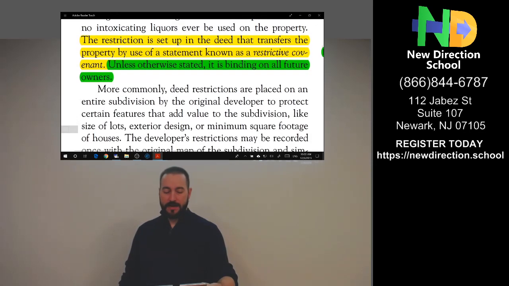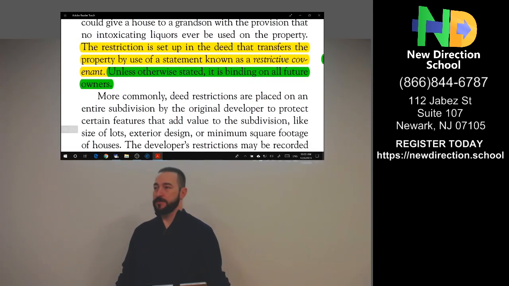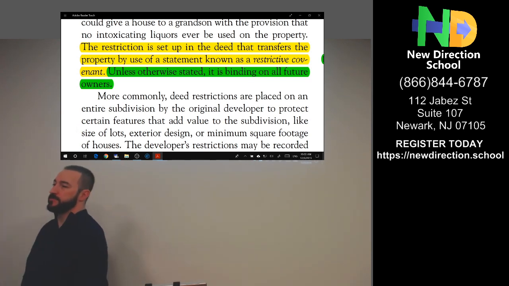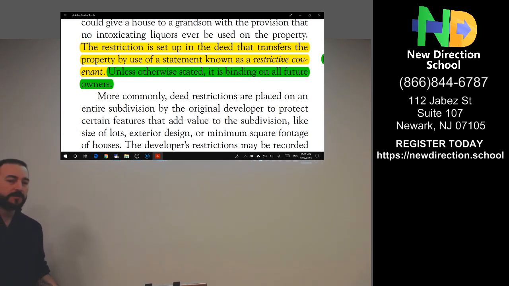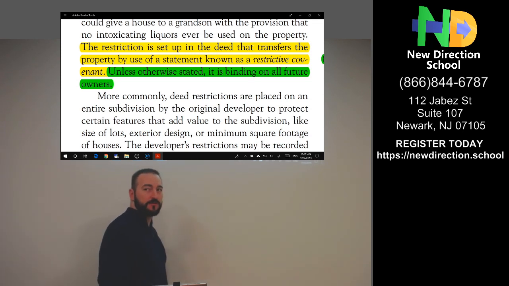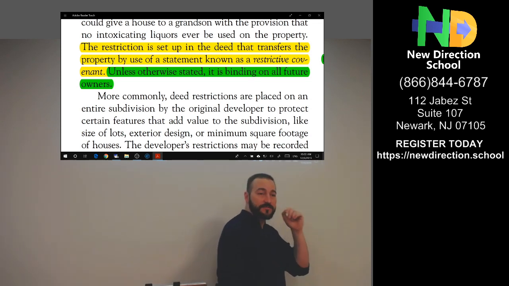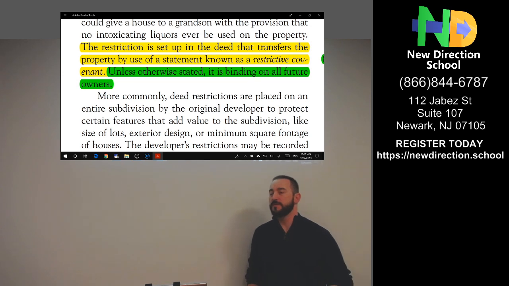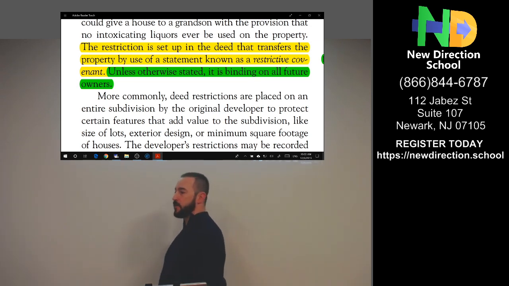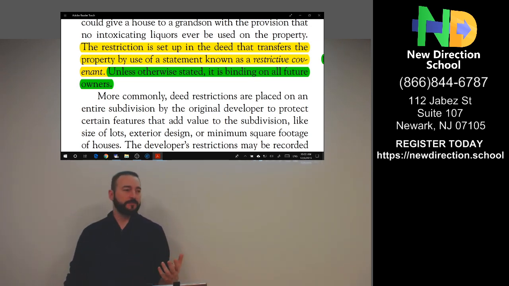Now, the most common deed restrictions that we have are placed on the entire subdivision by the original developer to protect certain features that add value to the subdivision, like the size of the lots, the exterior design, or minimum square footage.